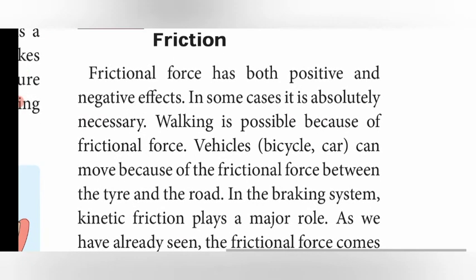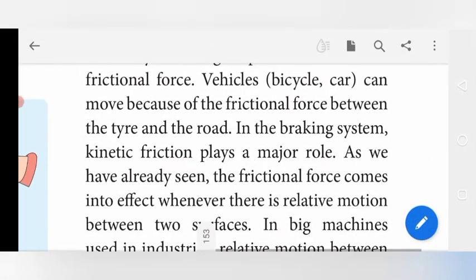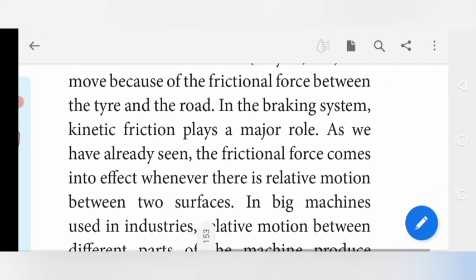And also the braking system plays a major role for frictional force, because we have to apply the frictional force to stop the relative motion between the two objects. For example, for big machines used in industries, we have to stop those machines, so we have to use the frictional force. So these are all the positive effects of the frictional force here.